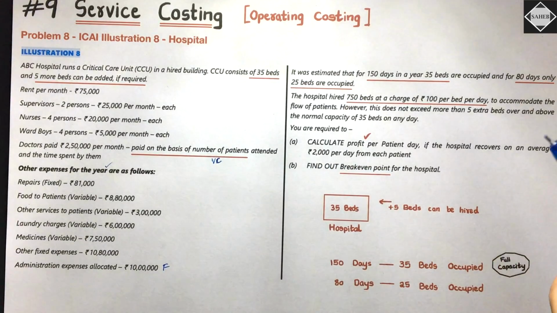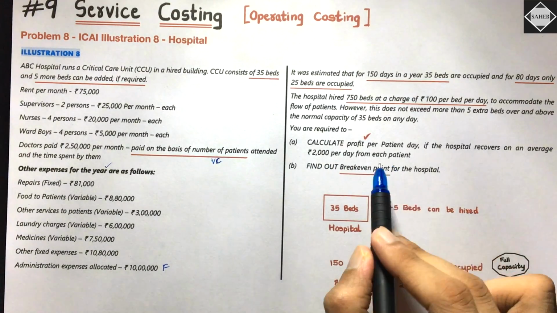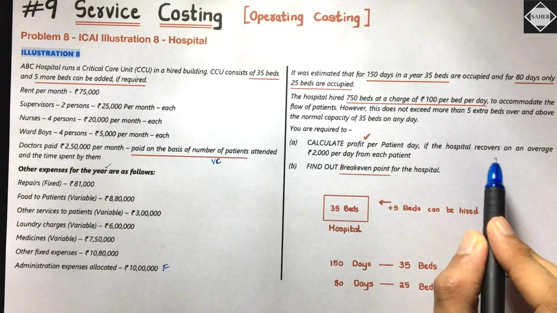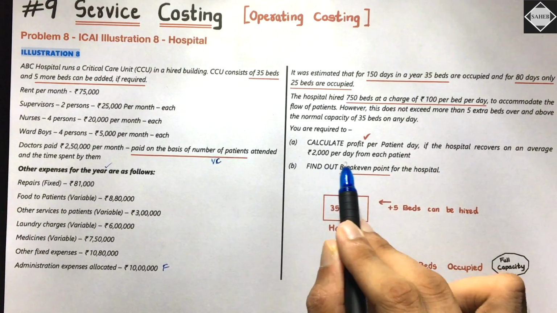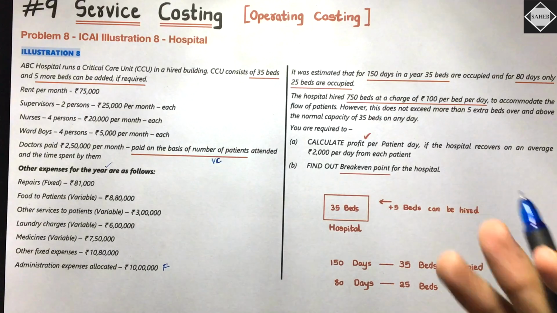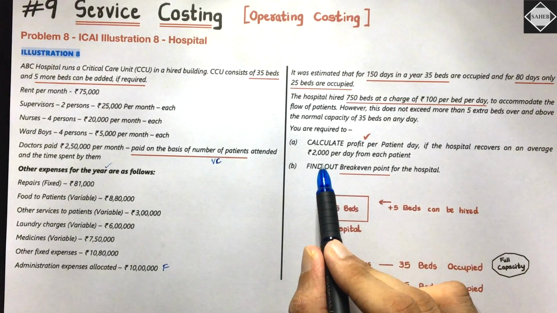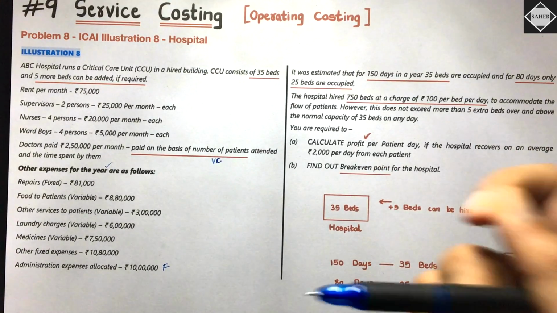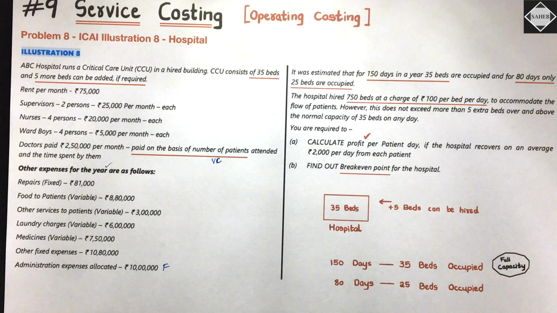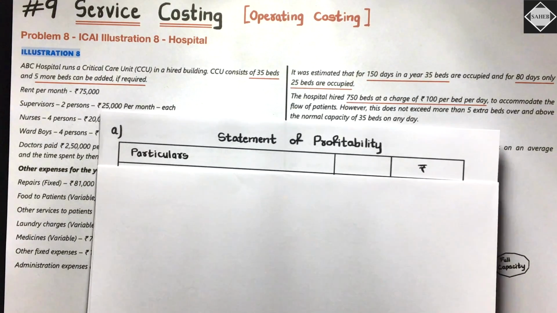If the hospital recovers on an average 2000 per day from each patient, you have to understand, they have directly given you the sales over here. They have given you how much rent we are charging from each patient per patient day. Is it clear? So we are going to do the statement of profitability. It's really simple, it's not difficult.